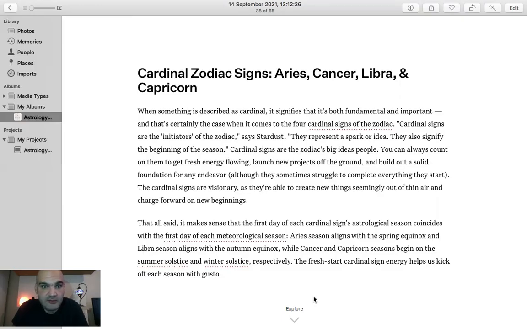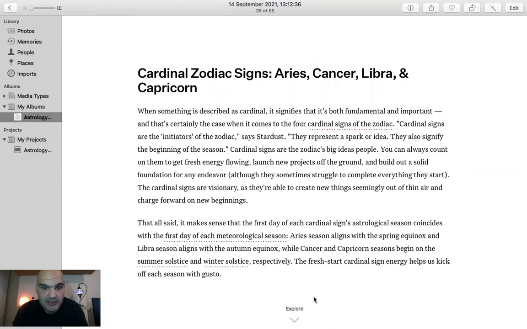They also signify the beginning of the season. Cardinal signs are the zodiac's big ideas people. You can always count on them to get fresh energy flowing, launch new projects off the ground, and build a solid foundation for any endeavor, although they sometimes struggle to complete everything they start. The cardinal signs are very visionary. They are also able to create new things seemingly out of thin air and charge forward on new beginnings.